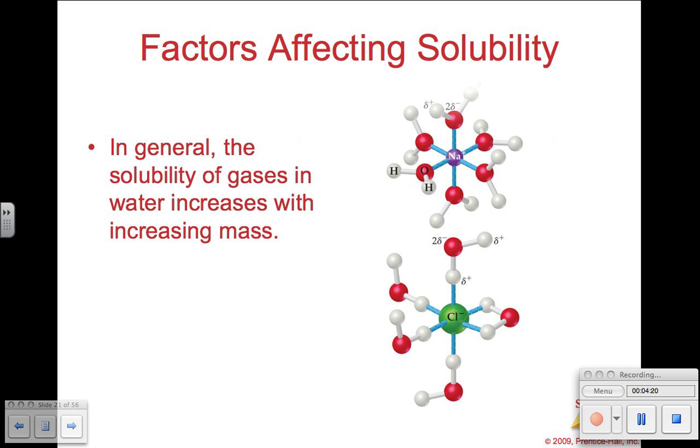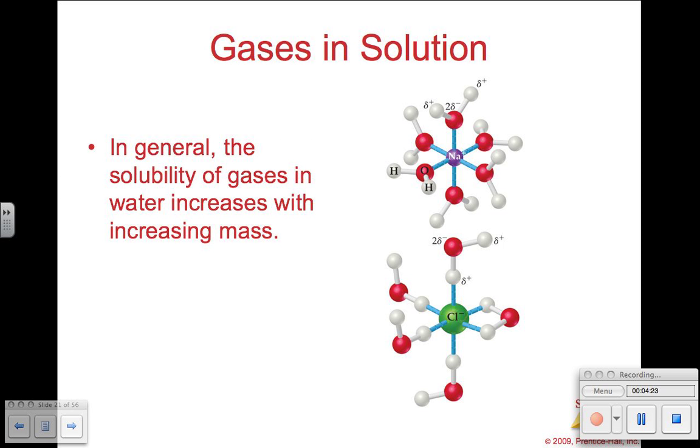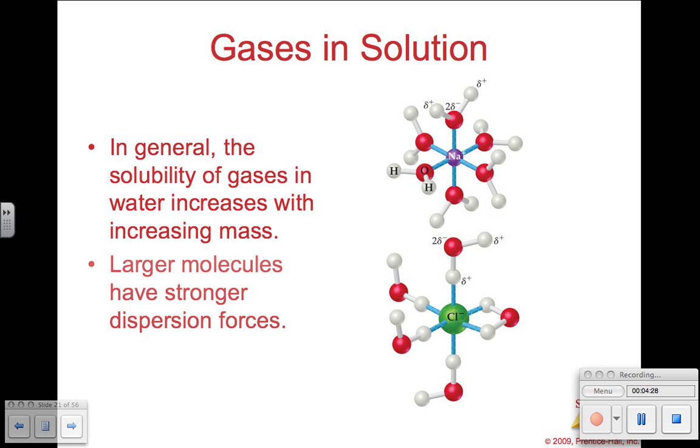Now let's look at how gases might behave in solution versus other things. In general, the solubility of gases in water increases with increasing mass. So the heavier the gas molecule, the more soluble it will be in water. Large molecules have stronger dispersion forces.